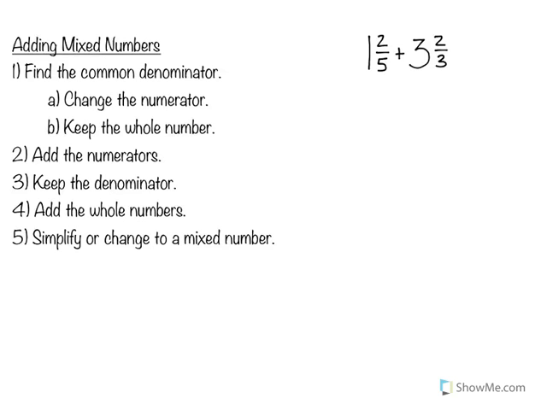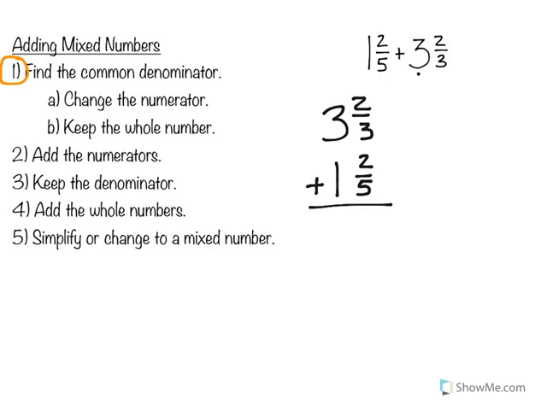Today I want to talk to you about adding mixed numbers. The first thing that you want to do when you're adding or subtracting fractions is write them vertically with the larger number on top. We know that 3 is larger than 1, so I'm going to write 3 2/3 over 1 2/5. Now I have to look at my steps.